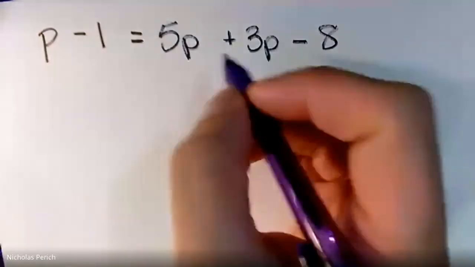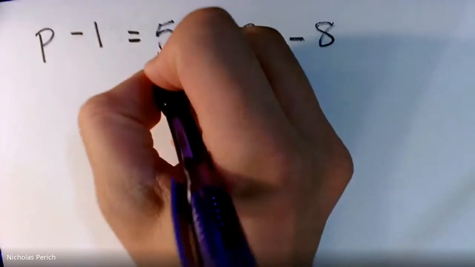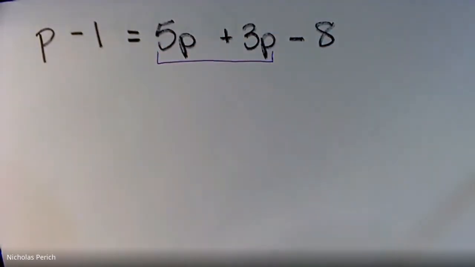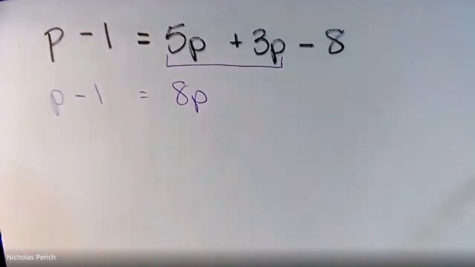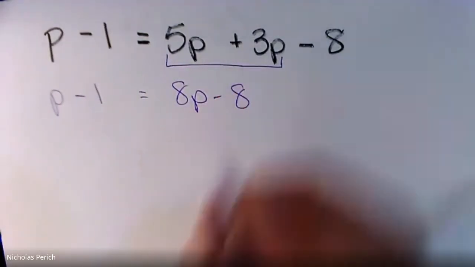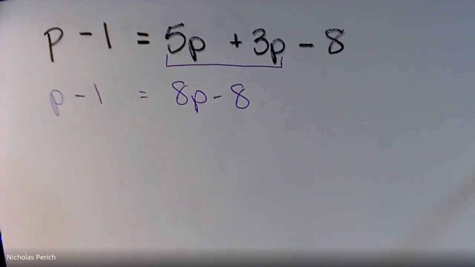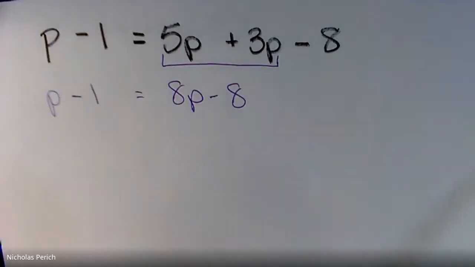All right. P on the left, 2 p's on the right. I'm going to combine them. So I have p minus 1 equals 8p minus 8. If you're given a problem where you have variables on both sides of the equal sign and you can combine like terms or do distributive property, you should do distributive property first, then combine like terms. Always the best way to go, always the best way to go.